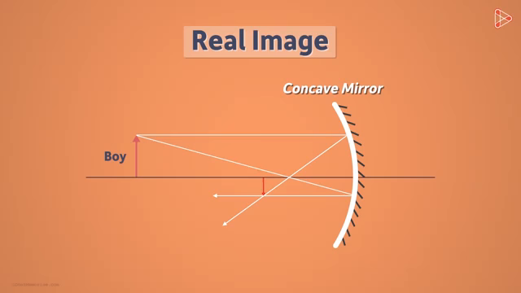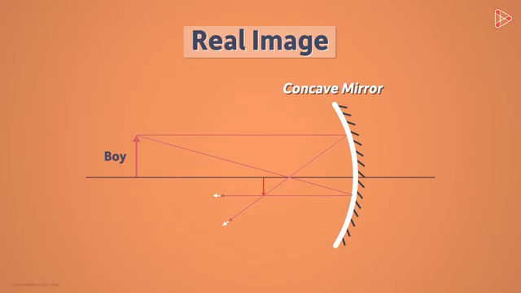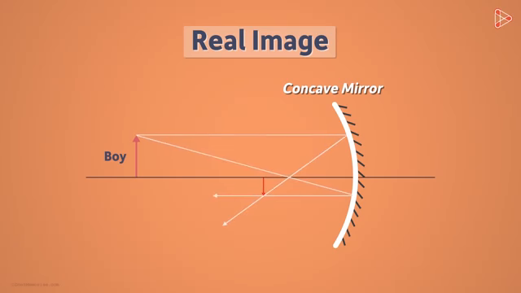It is the image formed when light rays converge after reflection from the surface. One important thing we need to know is that real images formed by concave mirrors are always inverted. We will learn more about this in the future videos. You see that in this case, the image is formed on the same side of the mirror as the object is.